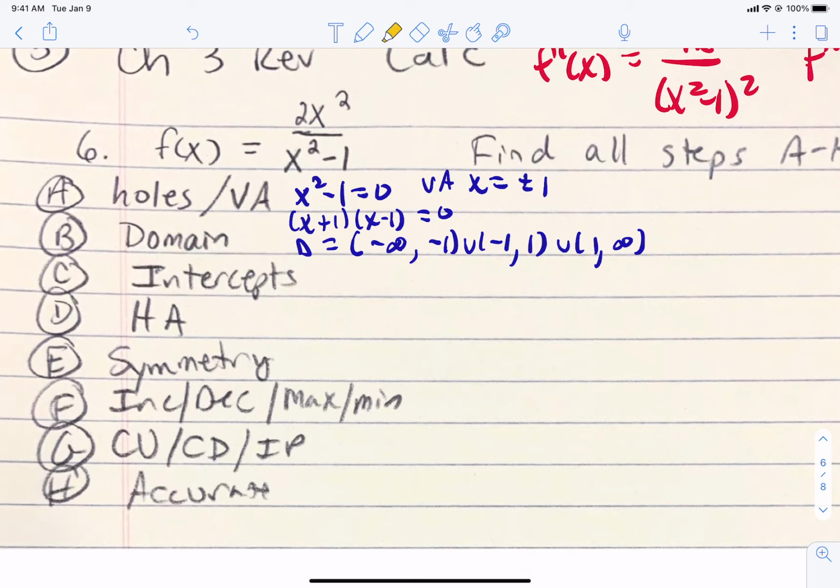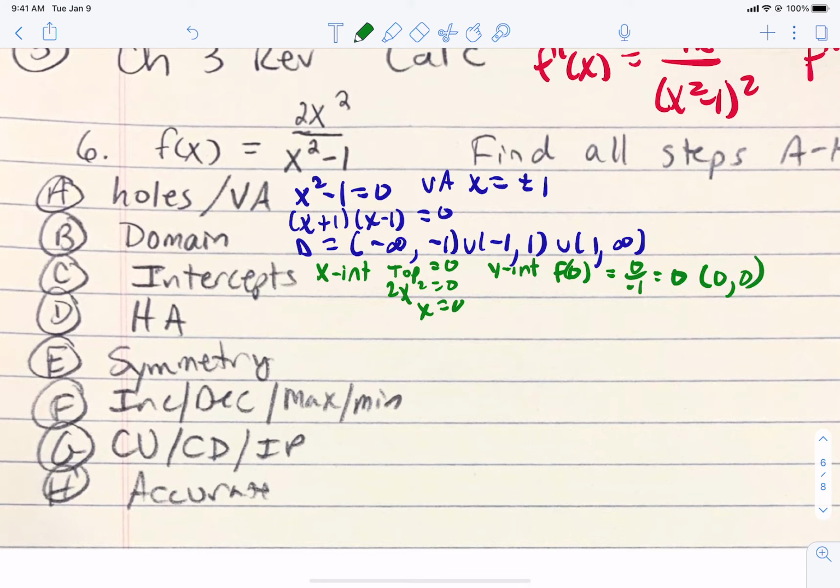Now let's take a look at our intercepts. The x-intercept is where the top of our function equals 0, because a rational function will only equal 0 where the top is equal to 0. So 2x squared equals 0 when x is 0. Now the y-intercept, you are going to physically plug in 0. So if we plug in 0, we get 0 over negative 1, or 0. So the only intercept for this, for both the x and the y intercepts, is (0, 0). We just hit (0, 0). We don't hit the x or y axis any other places. So just keep that in mind when you are graphing.